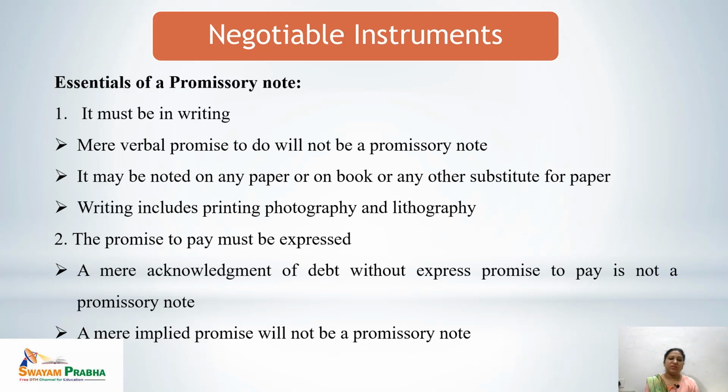The second essential is the promise to pay must be expressed. That means there must be the express contract, express agreement to pay the specified money. A mere acknowledgement of debt, that means I am just saying that I have taken this much amount from other, does not make any kind of promissory note. A mere acknowledgement of debt without express promise to pay is not a promissory note. That means in every promissory note, there must be acknowledgement of debt, along with that acknowledgement, there must be a promise to pay in that promissory note. A mere implied promise will not be a promissory note.